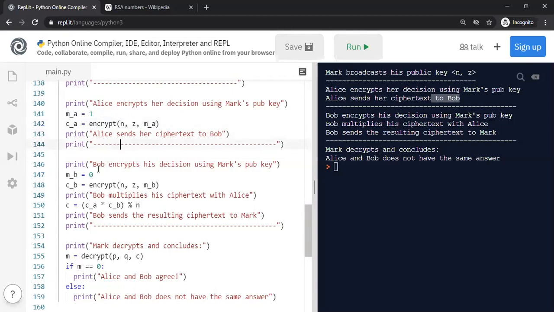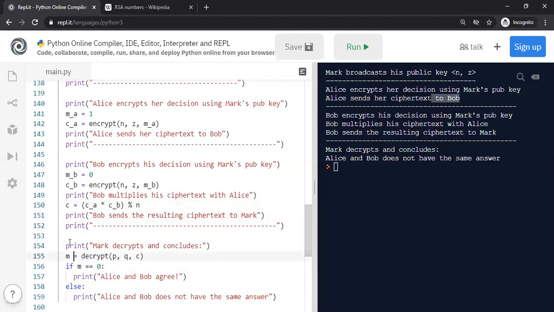Bob does the same. He encrypts his decision, which is that he doesn't like to work from home, and you see here, this is where the multiplication happens. He multiplies his ciphertext with Alice's ciphertext. Of course, we work in Z star n, so the answer should be within n. That's the reason why we are doing mod n here, right? And now he sends that to the manager Mark, the ciphertext C, which is the multiplication of those two ciphertexts.